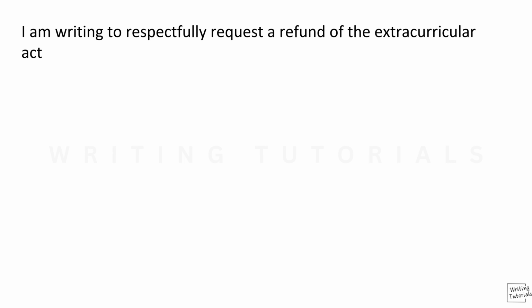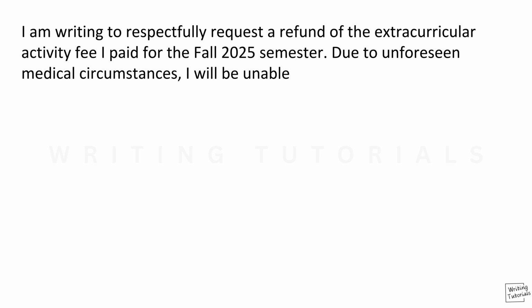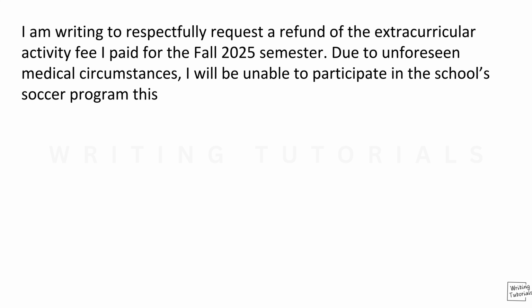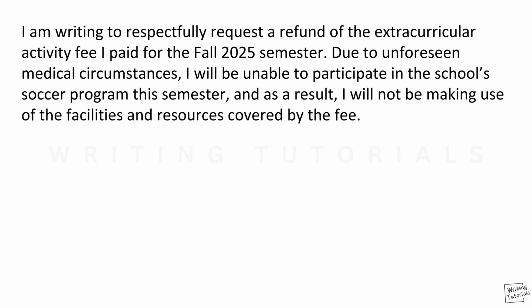I am writing to respectfully request a refund of the extracurricular activity fee I paid for the fall 2025 semester. Due to unforeseen medical circumstances, I will be unable to participate in the school's soccer program this semester, and as a result, I will not be making use of the facilities and resources covered by the fee. Here, the writer is doing two important things: stating the purpose and explaining the reason. The purpose is very clear. It's a refund request. And the reason is explained briefly: medical circumstances.